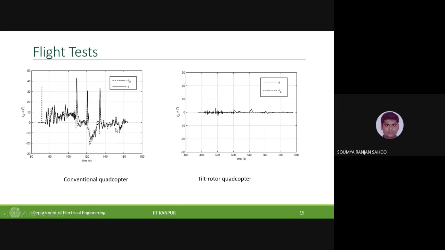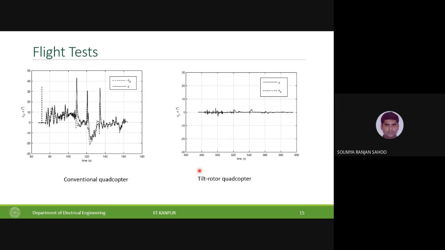The roll angle on the left hand side that you see here is basically for a conventional quad, and you see the roll angles when the direction especially changes or when it is in motion towards a waypoint, they are as high as 40 degrees. Okay, 40 degrees, 30 degrees, and even in the other direction it goes to minus 20 degrees and so on.